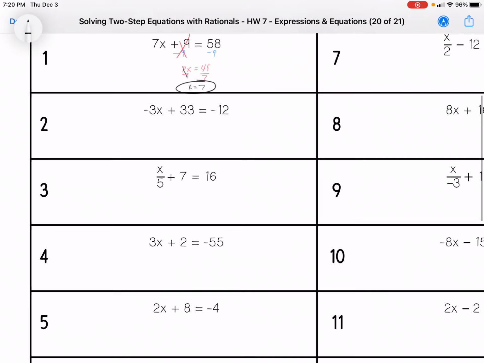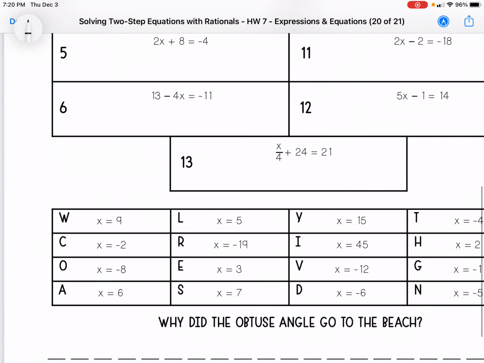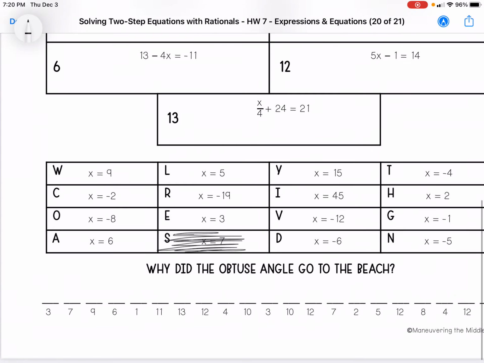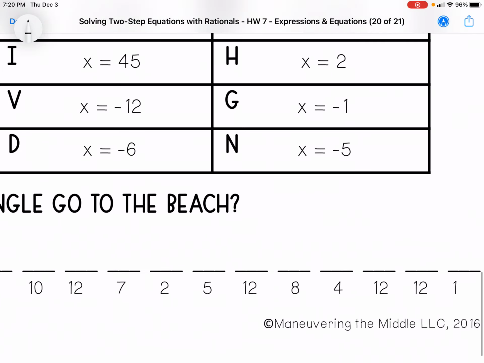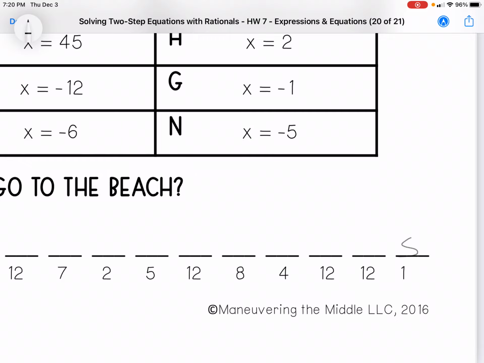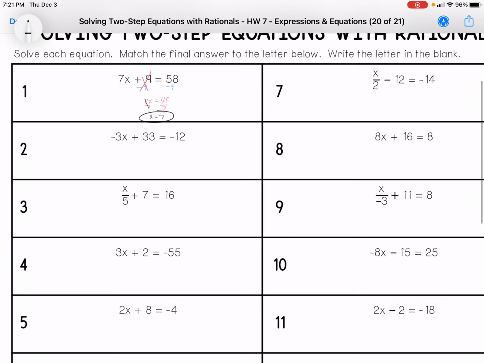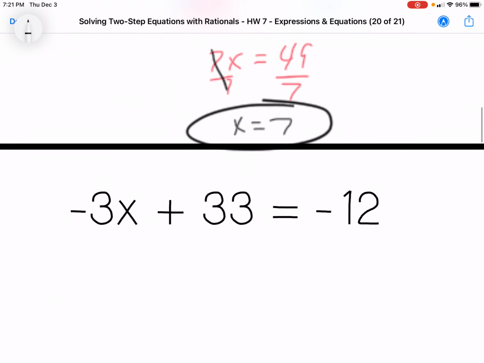I'm going to go down to the bottom. x equals 7 is S. So 1 is S. Everywhere there is a 1, I'm going to put an S.